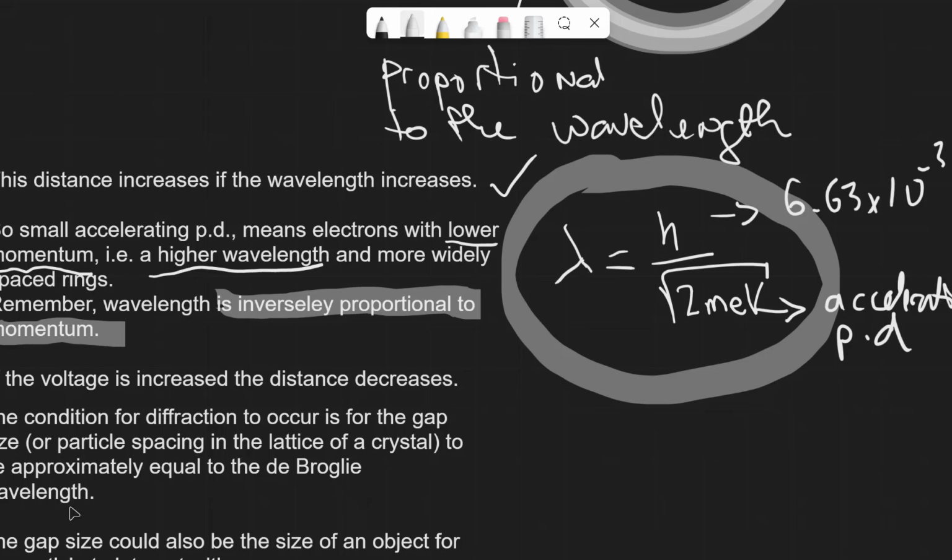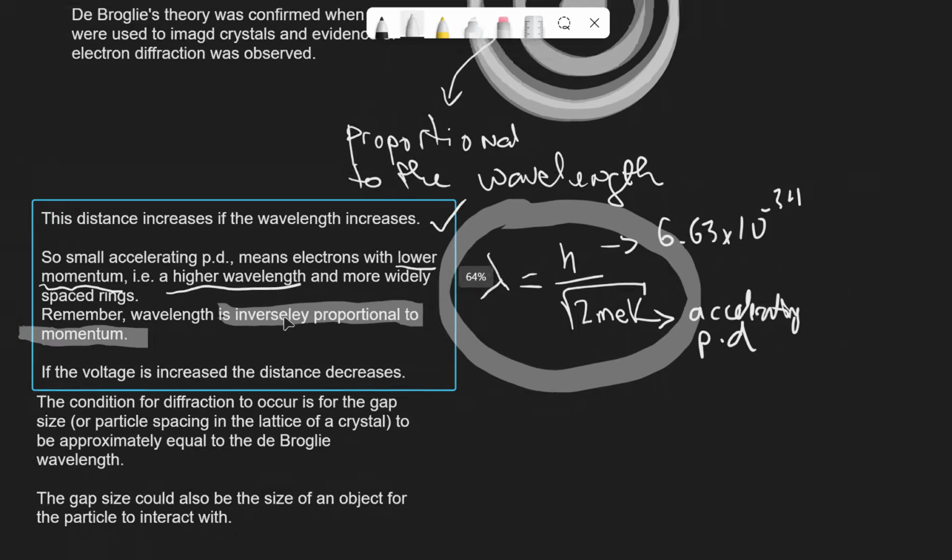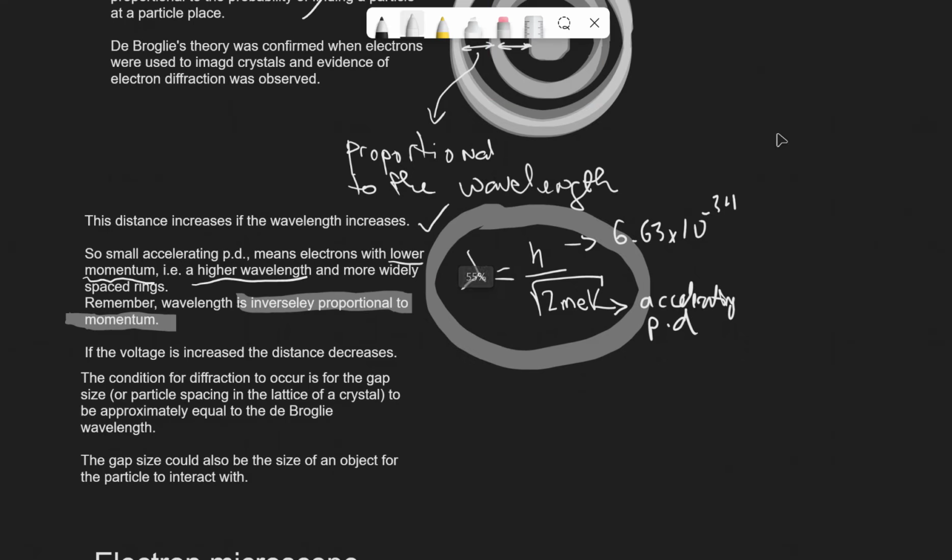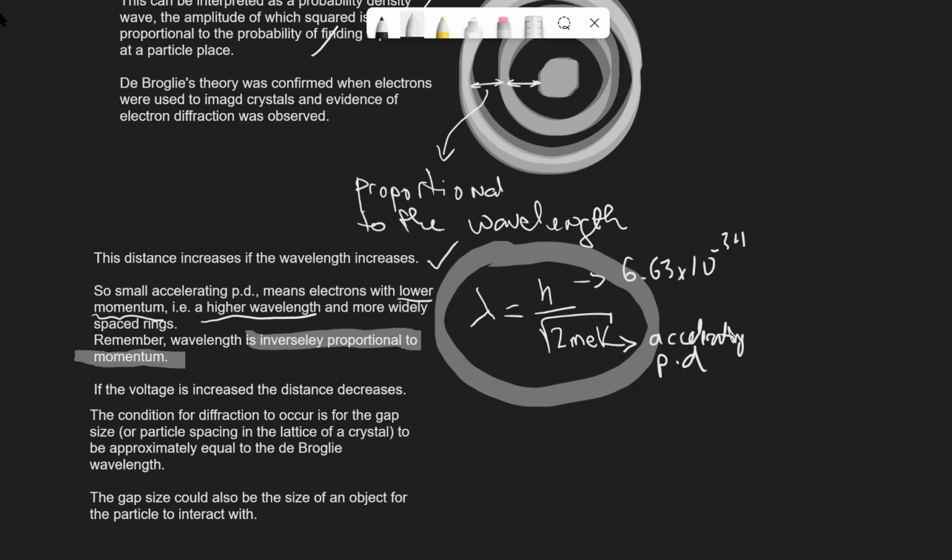PD. So if the voltage is increased, this means that the momentum increases, which means that the wavelength decreases, and this means that this distance here in this figure will become smaller. So this is really, really important.